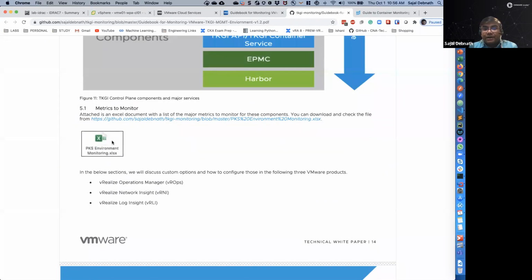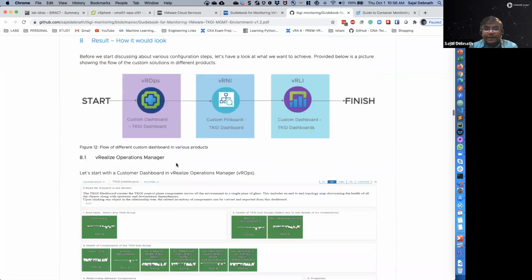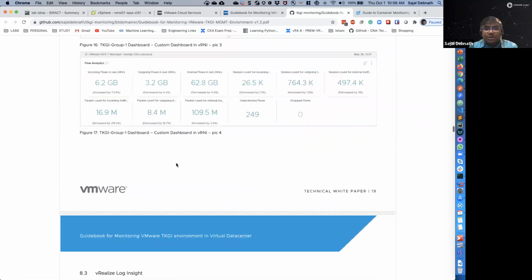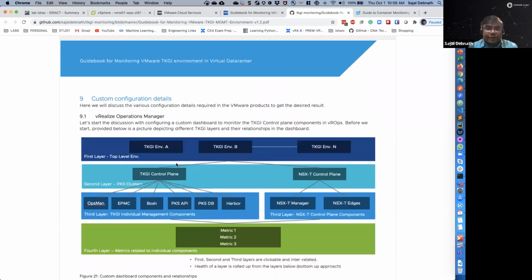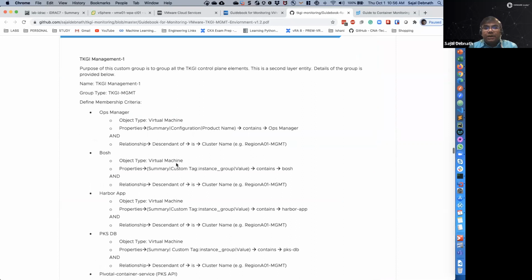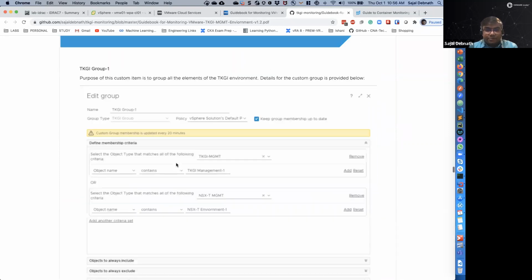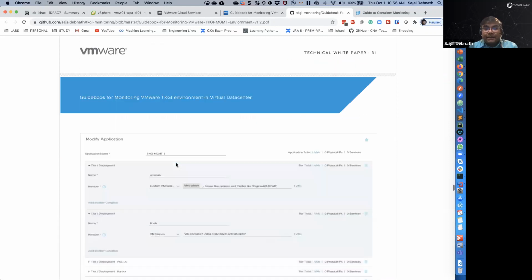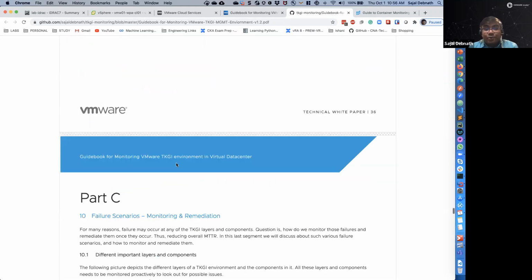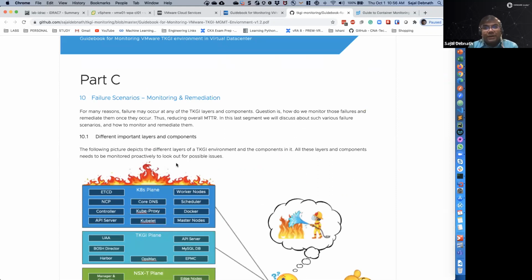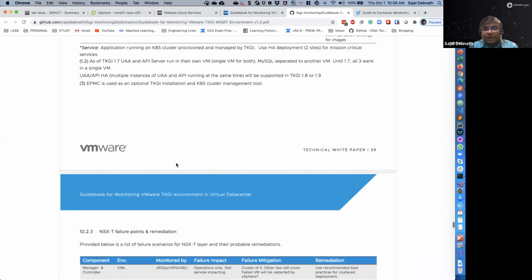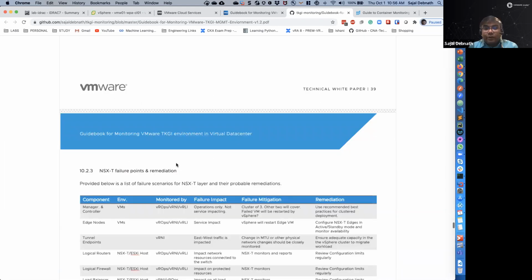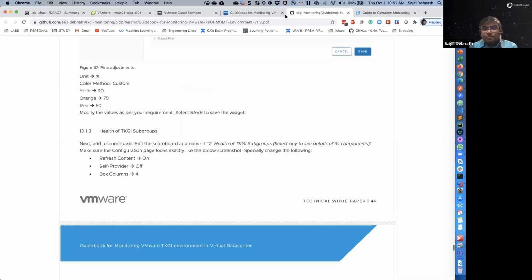The detailed metrics are provided in this Excel document. What are the parameters that you need to monitor in an environment? How to build those custom dashboards. The custom dashboards are available out of the box. You can just import them and then use them in your environment. But if you want to custom build, how to do that is also given in detail in this guidebook. And at the end, it talks about what to do if there is any problem. If there is a fire, what do you do with that? So go ahead and have a look at that. You can utilize these guidelines to monitor your Kubernetes environment.